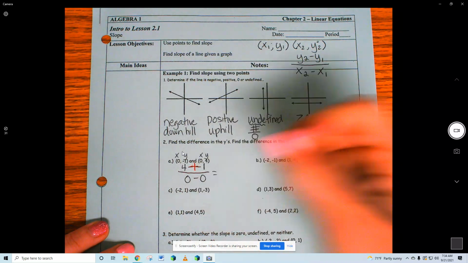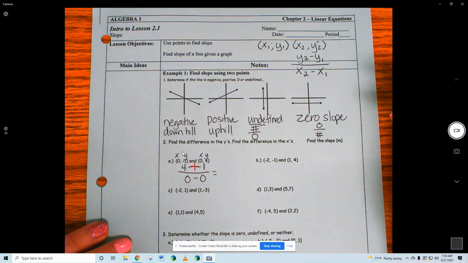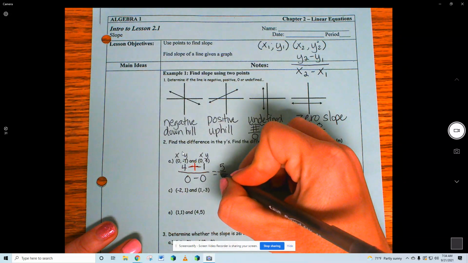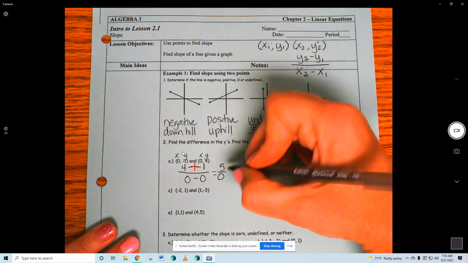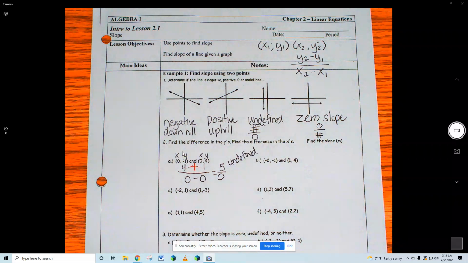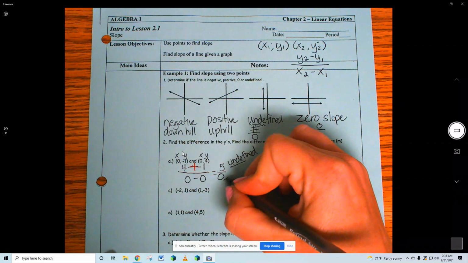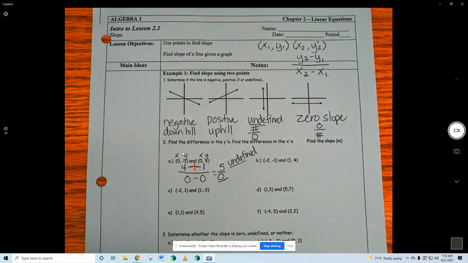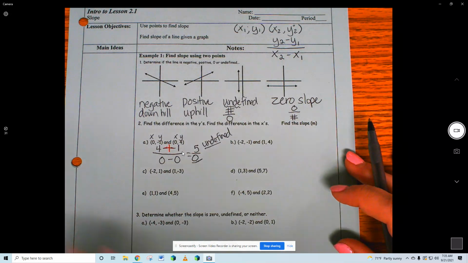Do the math. 4 plus 1 on top. 0 minus 0 on bottom. This is undefined. The 0 is under, it's undefined. When a 0 is under, it's undefined. All right, B.